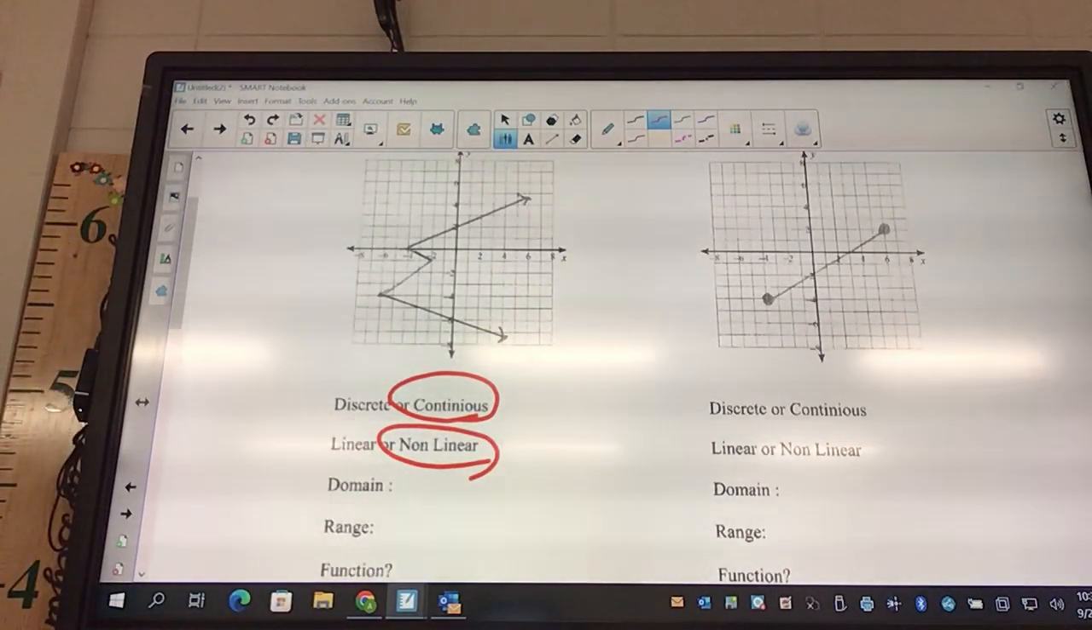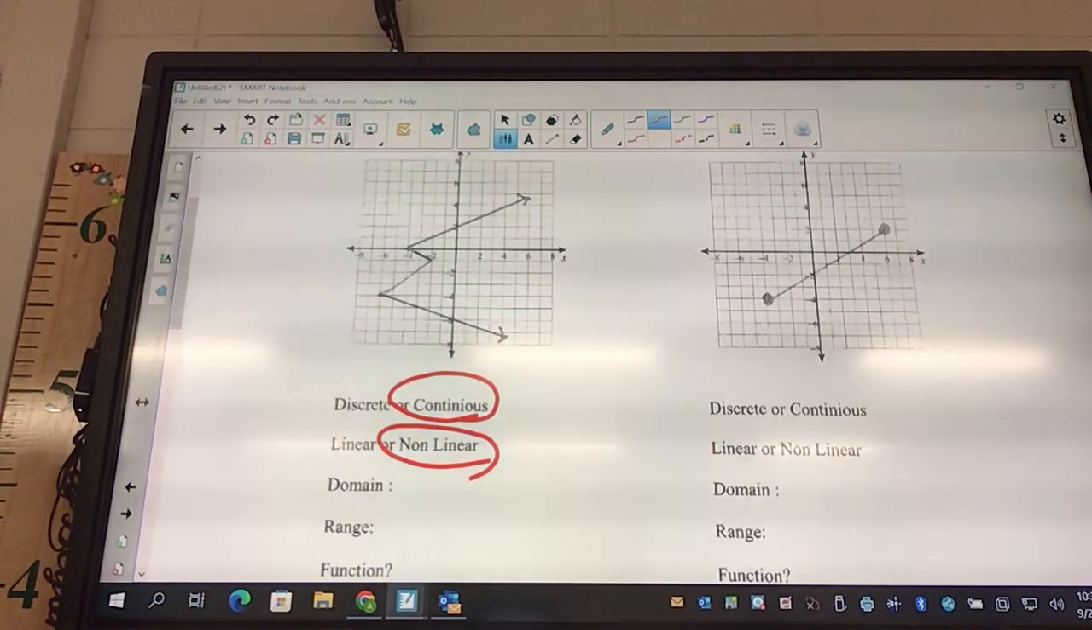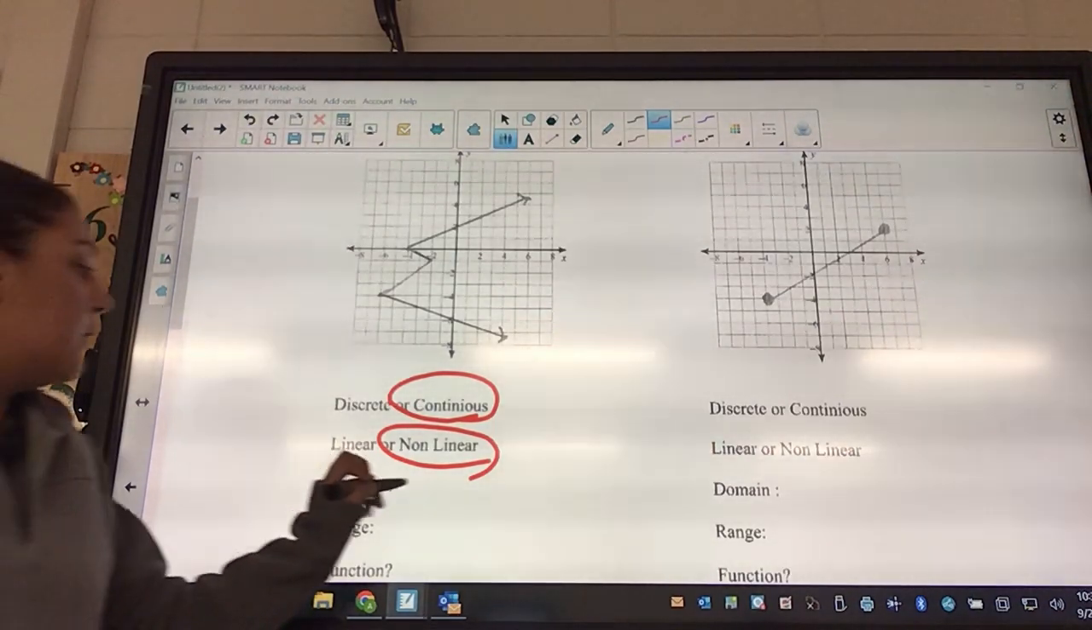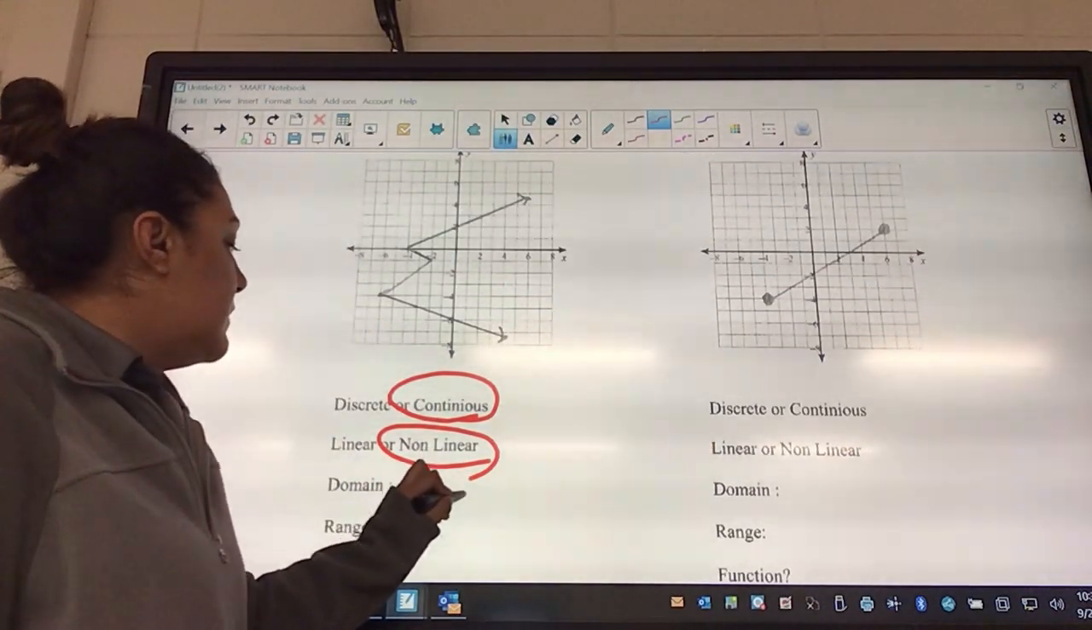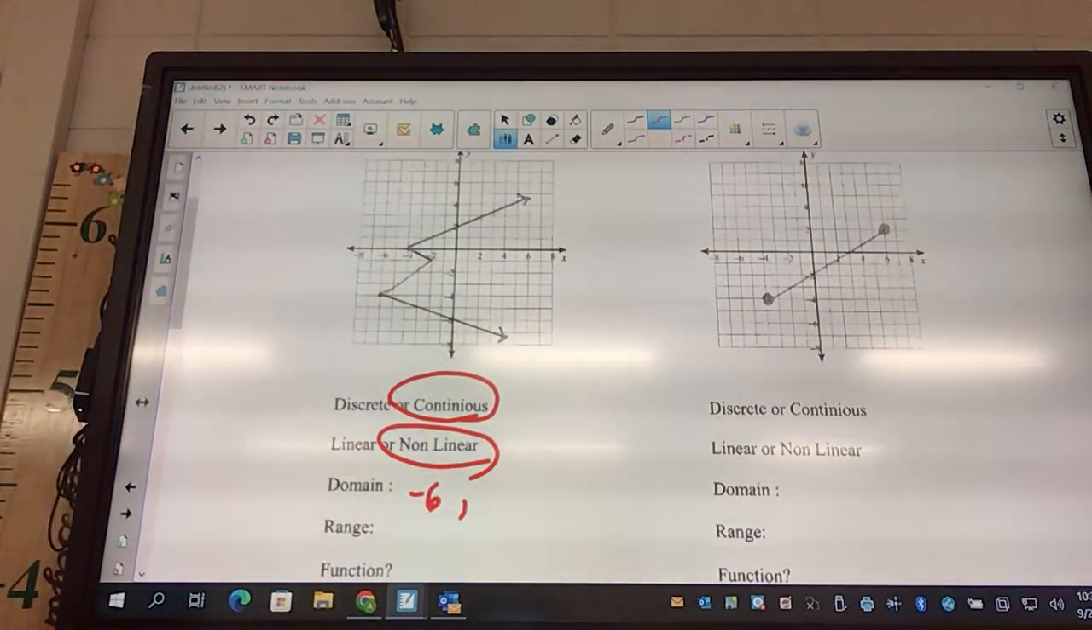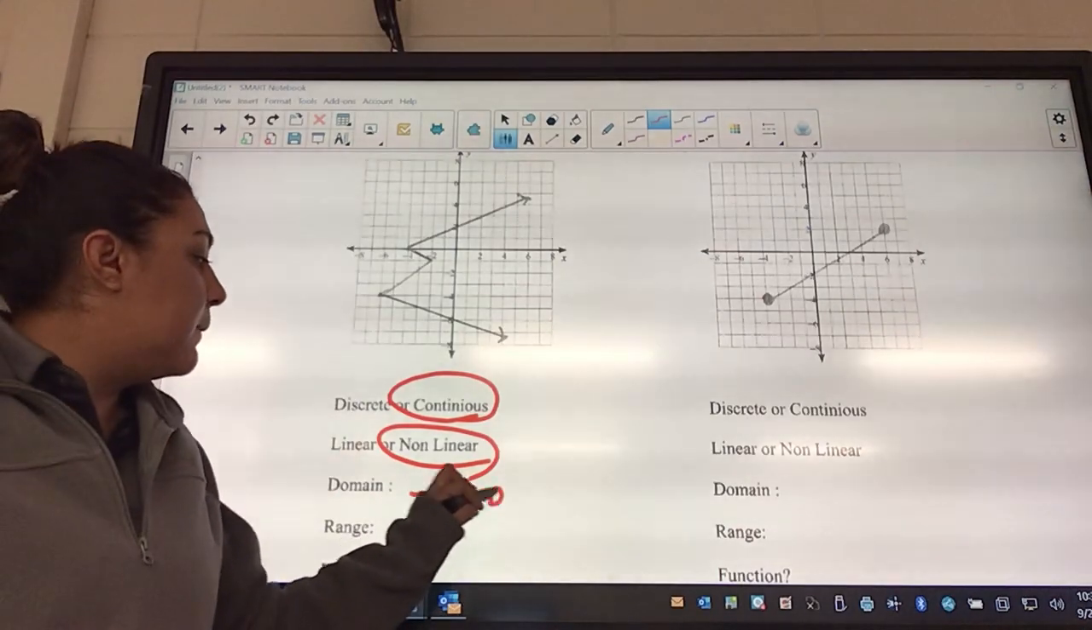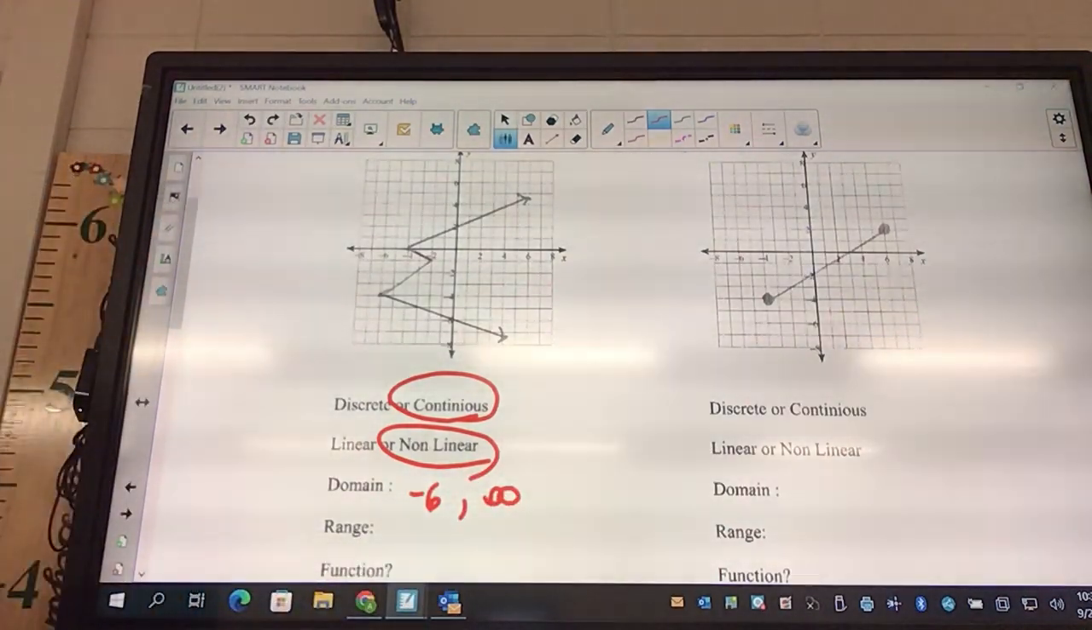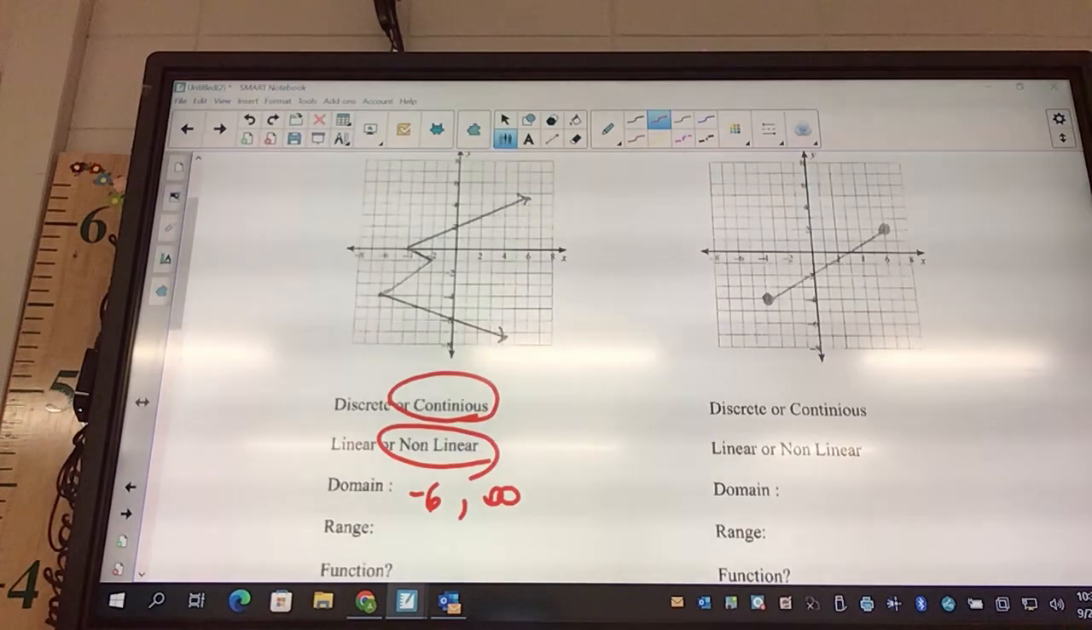which is it? Negative 6. -6. -6 to what? Infinity. Okay, -6 to infinity. Where is this to make it back? So you hear other ones?